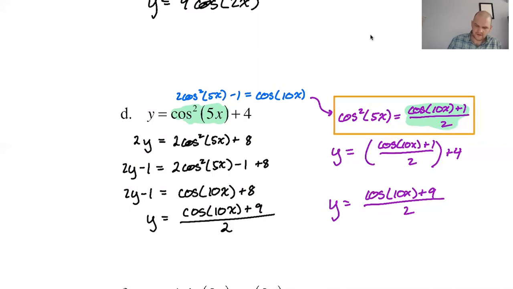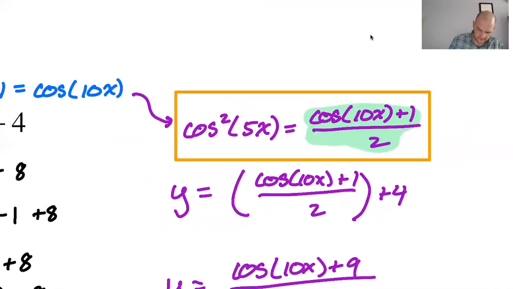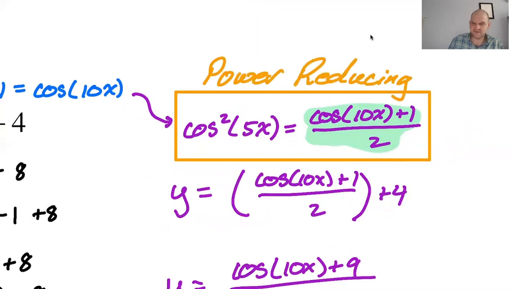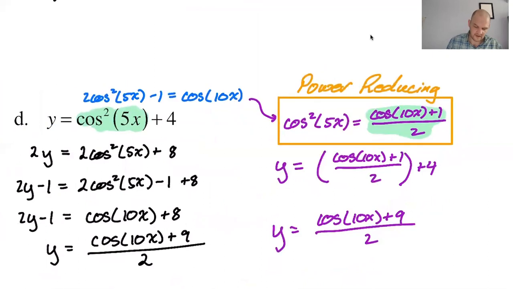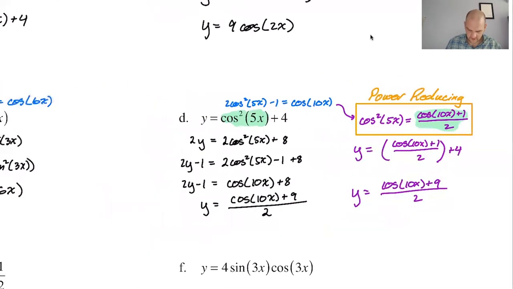There we go. This is a power reducing formula. And what it does is it pretty obviously reduces the power. You go from squared to linear. And linear you can work with. Squared is a lot harder. Because like, what is going on with a squared thing?